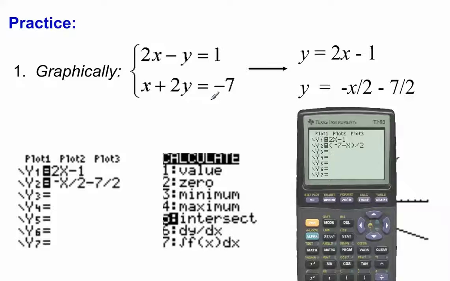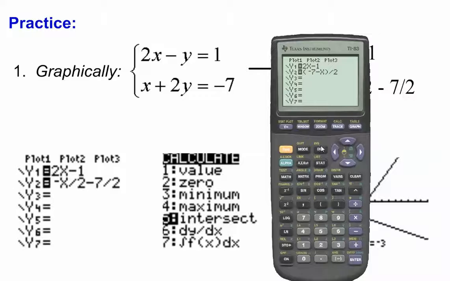The second one, we're going to have to subtract the x and then divide everything by 2. So you can show that by doing negative x and divide that by 2 minus the 7 divided by 2. Or some folks like to have the entire quantity, negative 7 minus x on top, so put it in parentheses, divided by 2. Either way, it doesn't really matter. So we're going to take this and we're going to graph it.